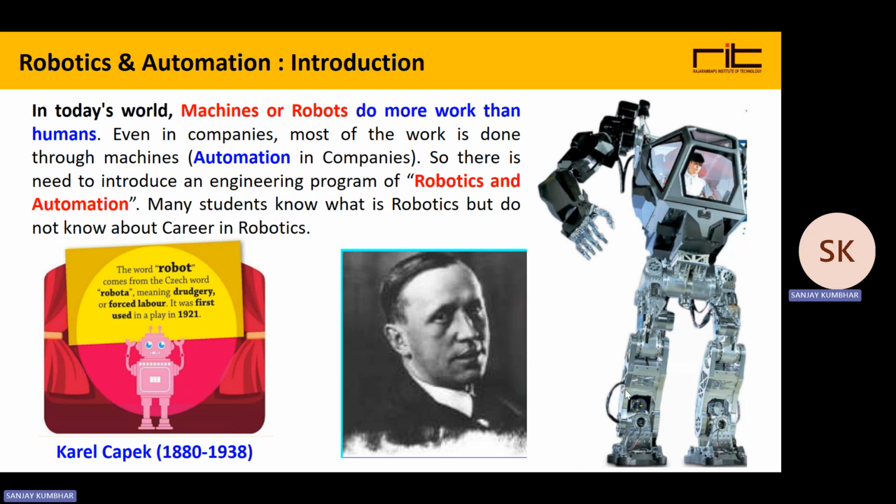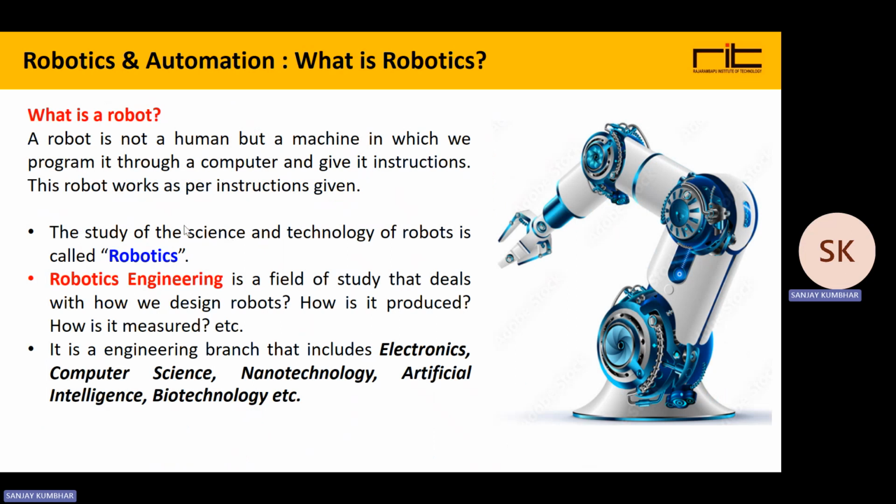Such a type of robot you might have seen. So what is a robot? A robot is not a human but a machine which we program through a computer and give it instructions. The robot works as per the instructions given. The study of science and technology of robots is called robotics. And as we have seen earlier, this involves electronics, computer science, artificial intelligence, biotechnology, etc.